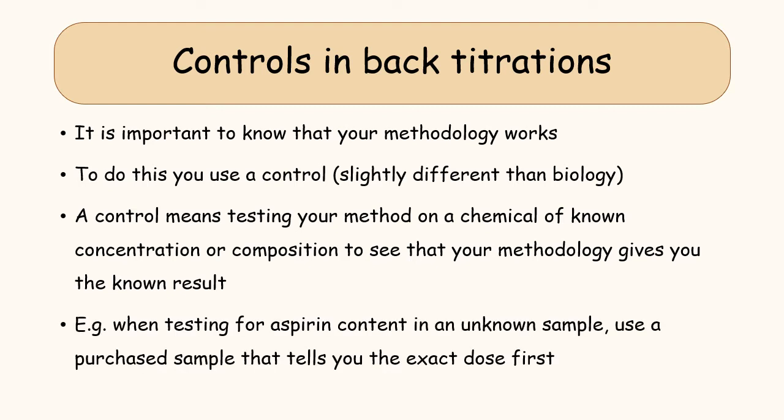So this is used particularly when testing for things like aspirin. If you're wanting to check that your method tests successfully for aspirin, you would use a purchased sample of aspirin that has an exact dose. Prove that your methodology shows that exact dose, and then you can use your methodology on unknown samples. So control means something slightly different than in biology, but it's a way to prove that your methodology works.